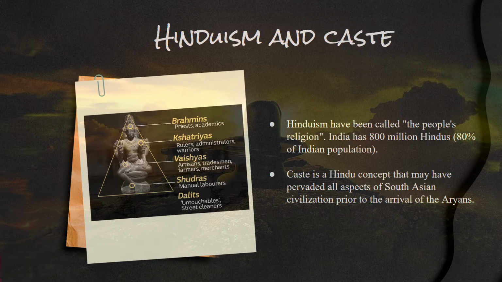Caste is a Hindu concept that may have pervaded all aspects of South Asian civilization prior to the arrival of the Aryans. The caste system is like ethnic or social class distinctions in other countries, and non-Aryans were the lowest caste, who were seen to be disgusting, polluting, and unworthy.